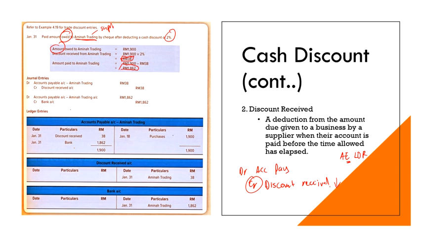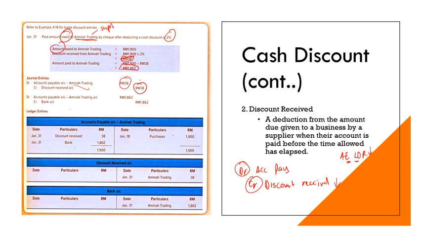Okay. So bila kita receive discount, dapat mengurangkan kita punya liability. So bila liability decrease, we need to debit the account payable. So that's why the journal entry will be debit account payable and credit discount received. So account payable, Aminah Trading how much? It is RM38. And then credit discount received, RM38 as well.